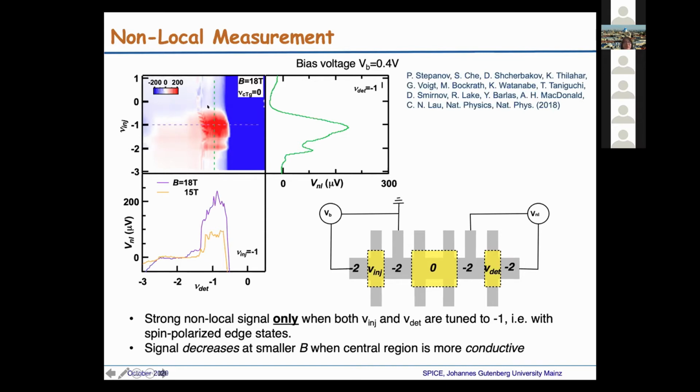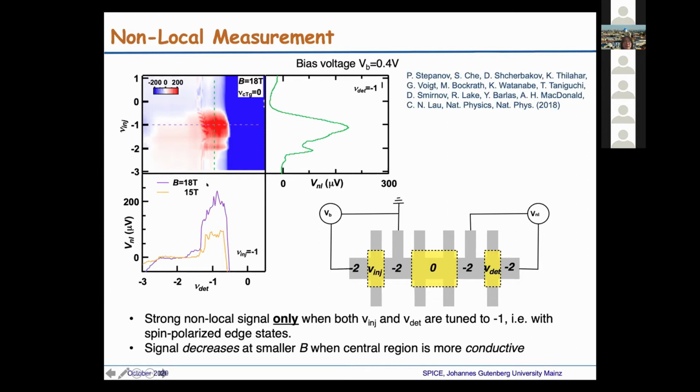And so here we have basically our result. We're plotting the non-local voltage measured here as a function of the filling factor of the injector and the detector region. And here we see a very strong non-local voltage only when both the injector and the detector region are tuned into filling factor 1, which is a spin polarized state with a spin polarized edge state.